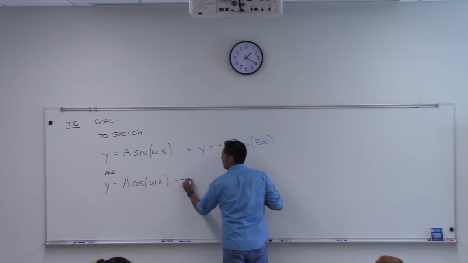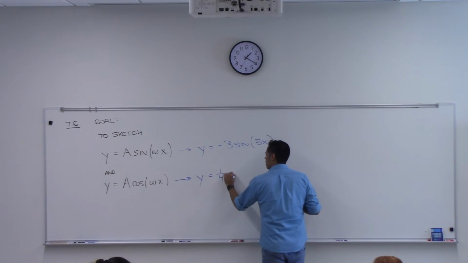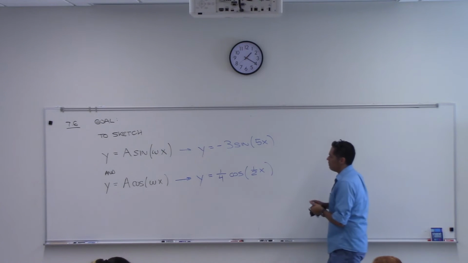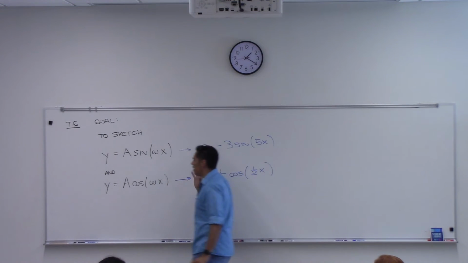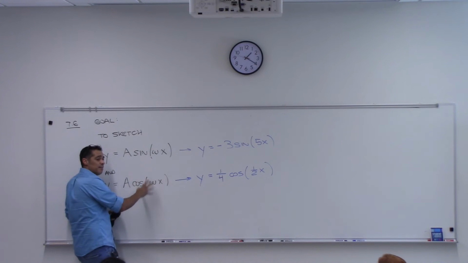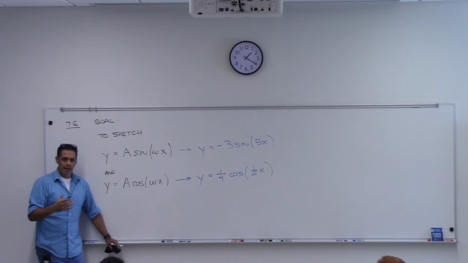Or something like this, I could do y equals, let's say, how about we do a fraction, 1/4 cosine of 1/2 x. So if I hand you a sine function of this form, or a cosine function of this form, we need to be able to draw it by hand. That's the goal, all right?